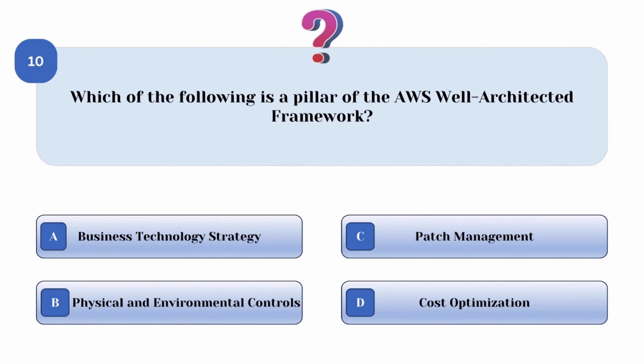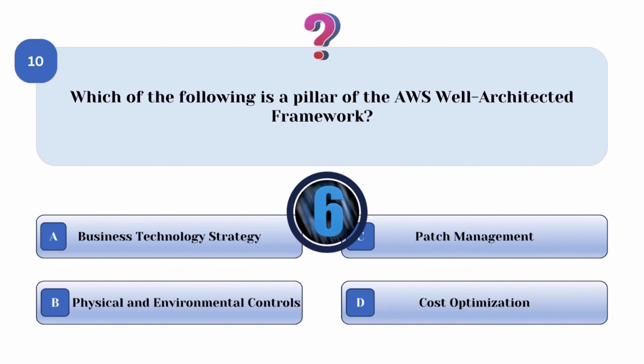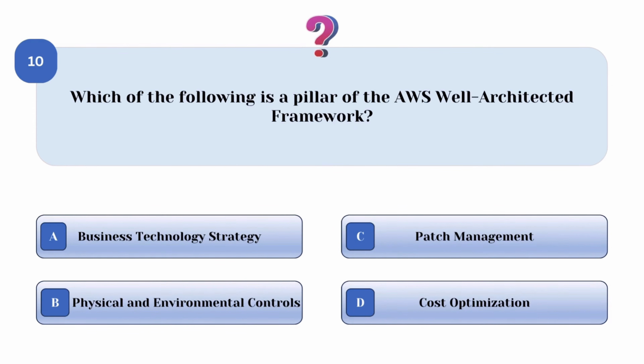Which of the following is a pillar of the AWS Well-Architected Framework? Correct answer: cost optimization. Explanation: the AWS Well-Architected Framework has 5 pillars, including cost optimization, which ensures efficient resource usage.